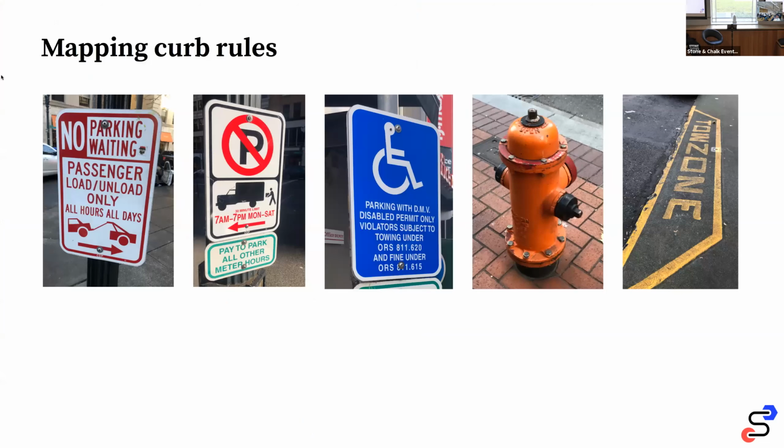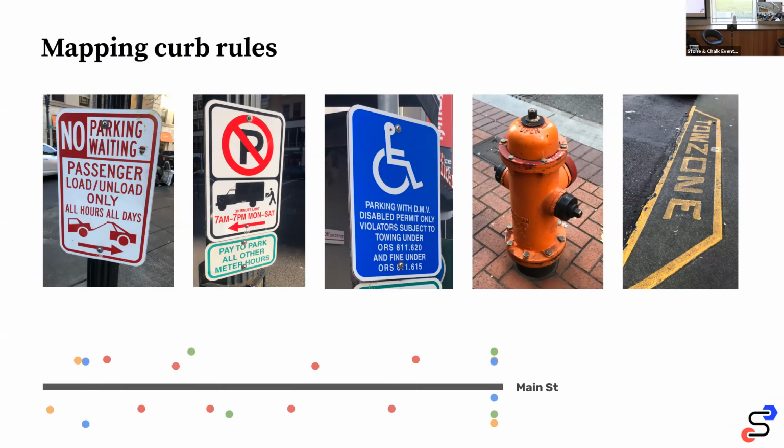So along the street, you can go out and you'll see all of these different parking signs, fire hydrants, paint. There's all kinds of different markers that tell you what you can do. And that's pretty straightforward to map. But when you do, you just end up with a bunch of dots along a line. And I can look at that and say, okay, you've mapped it, but I still can't tell if I can park here or not. So we need to find a way to get something more meaningful out of it.